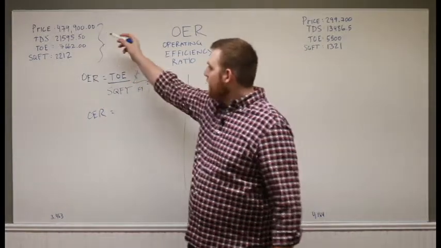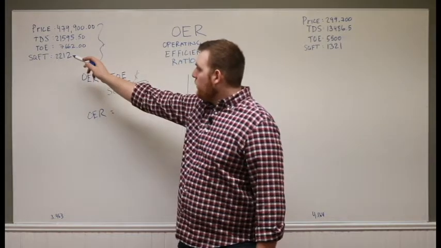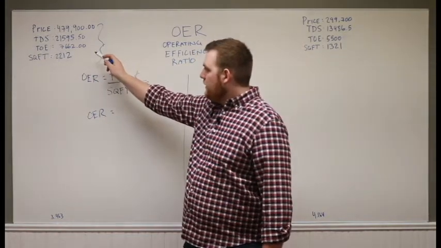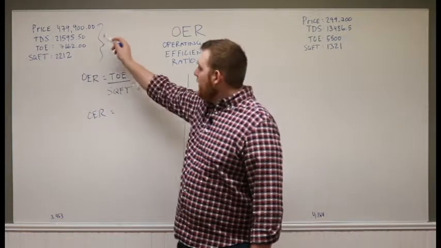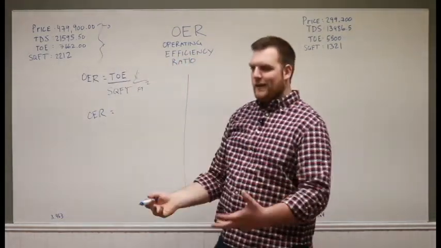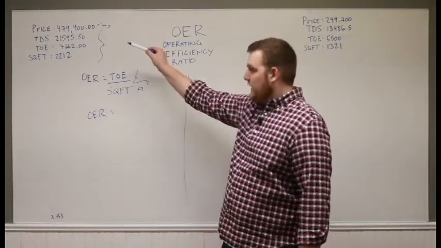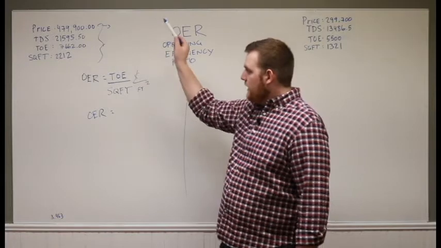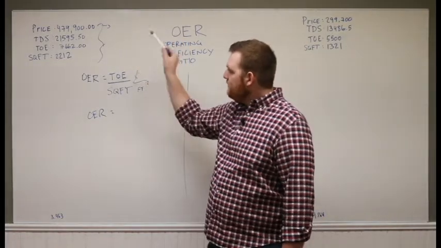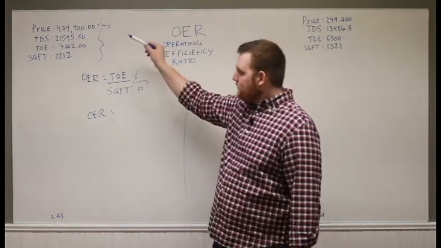Now I've written down the price, total debt service, TDS, and the total operating expenses, and I've written down the square feet. We don't actually need the price in this, but I thought I would write it down just to give you more context of what's going on. This property is a real property here in Sudbury that recently sold. I think it was a 4-plex. I did this yesterday, so it's escaping me, but it's a 4-plex.